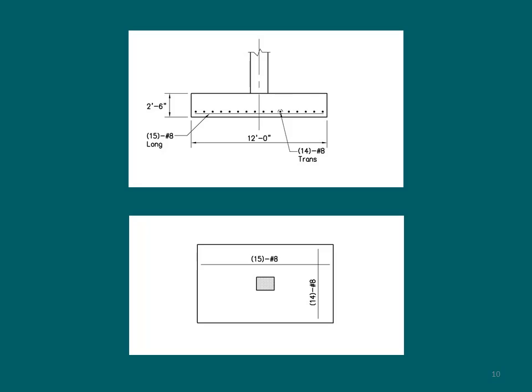Now here's the footing. As you see here, the longitudinal reinforcing is going to be below the transverse reinforcement. I have here 15 number 8. The transverse reinforcement is going to be 14 number 8. Here's an elevation. This is the way that we showed it in the elevation, and this is the way that we showed it on the plan.